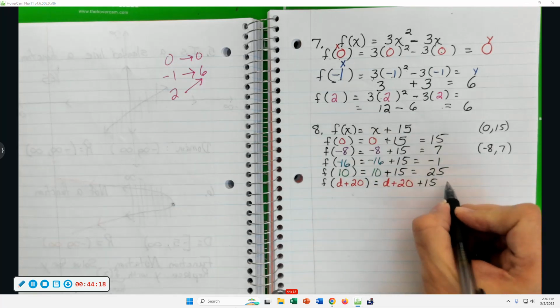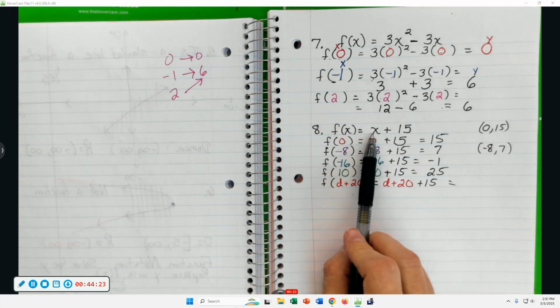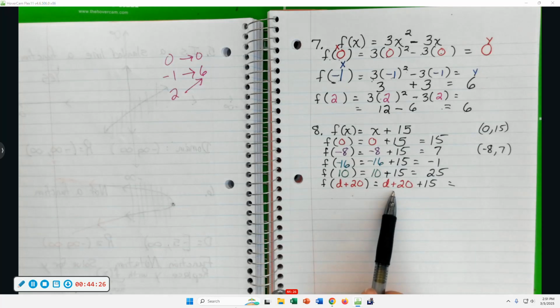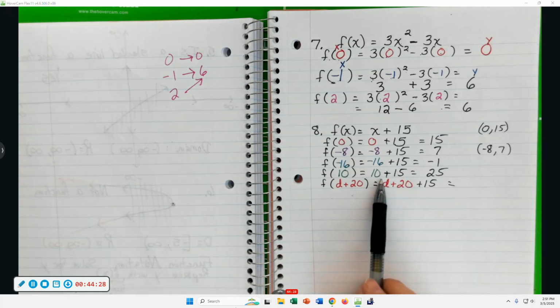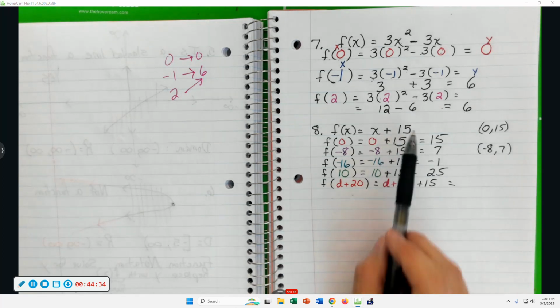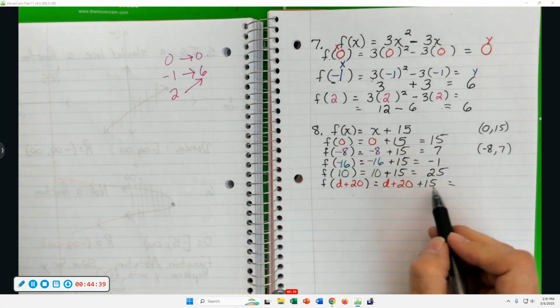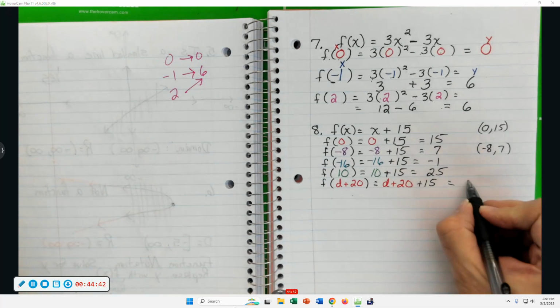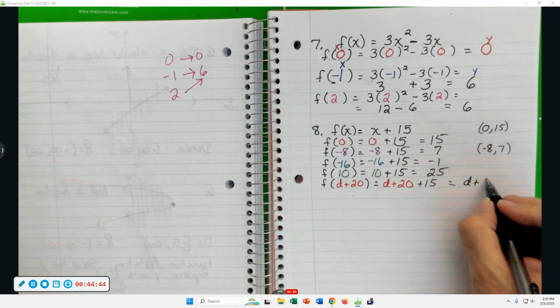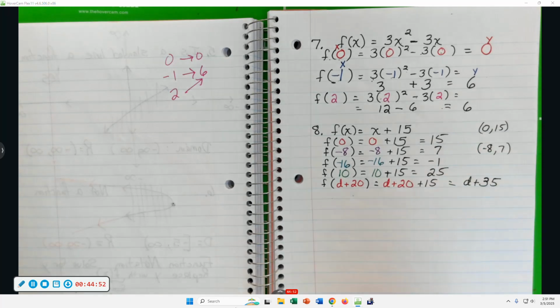Look at what I've written here. Are there any questions on what I just did? I've replaced this x with the stuff that's in the parentheses. So in place of the x, I have d plus 20 plus 15. Well, we could add 20 and 15. So we have d plus 35.